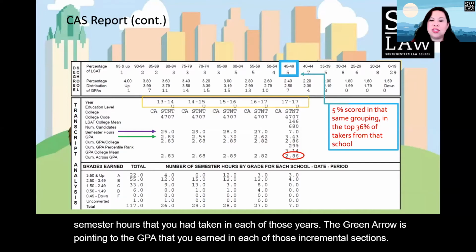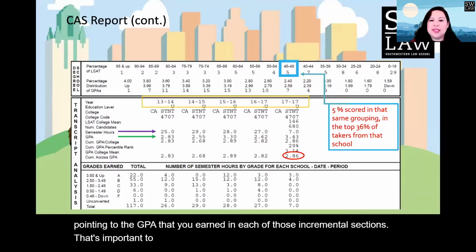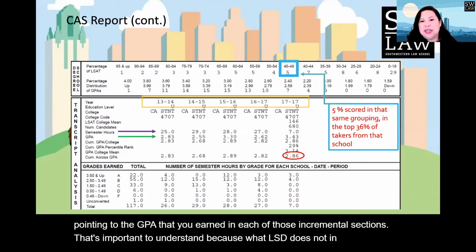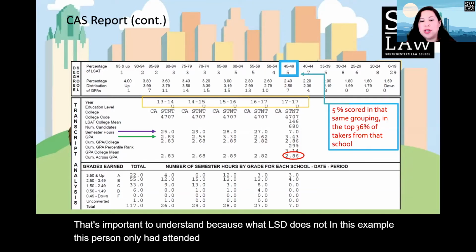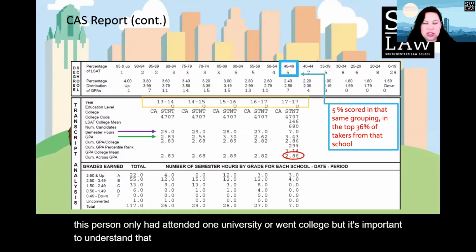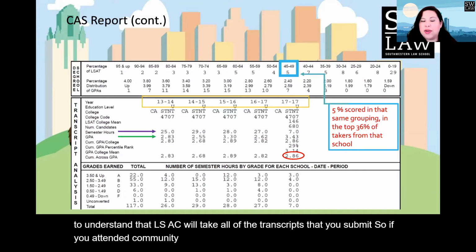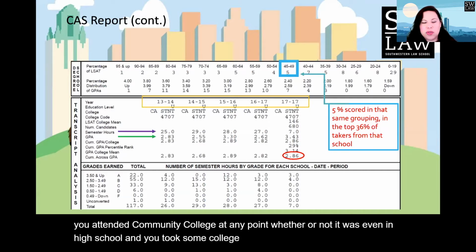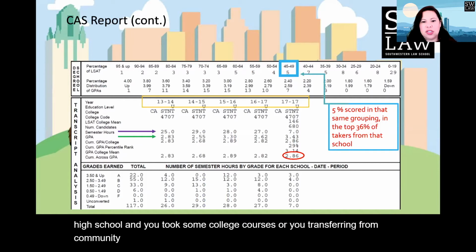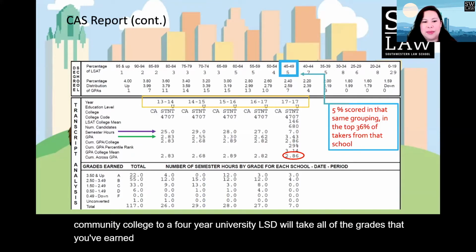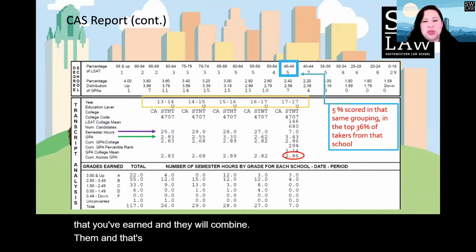That's important to understand because in this example, this person only attended one university or college, but LSAC will take all of the transcripts that you submit. So if you attended community college at any point, whether or not it was even in high school and you took some college courses, or you transferred from community college to a four-year university, LSAC will take all of the grades that you've earned and combine them. And that's what the red circled cumulative GPA is a reflection of.